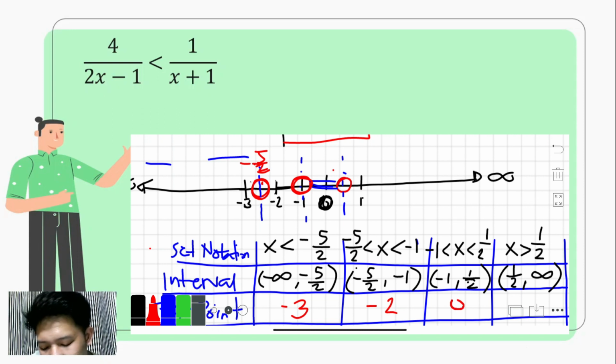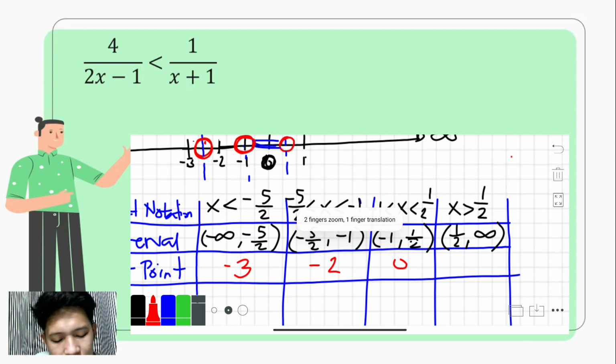And lastly, we have a point from 1 half, more than 1 half. That would be yung pinakamalapit na lang. So, that would be positive 1. Okay? So, that would be positive 1. Yun yung gagamitin nating test point.